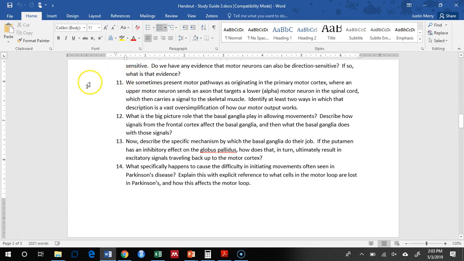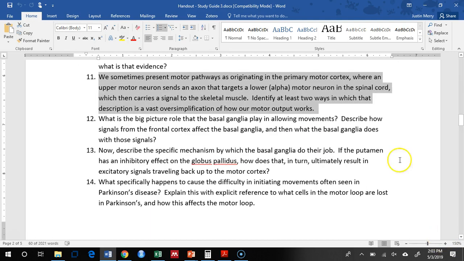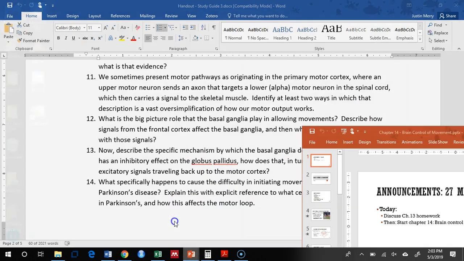Yeah. No, that's fine. I know it. I've been asked about this one several times. Yeah, so this question's definitely been bothering people. So we do sort of present as if there's like an upper motor neuron that sends a signal from the primary motor cortex down to the lower motor neuron, and that carries the skeletal muscle. And that's not really wrong per se, but there are maybe two major points that I'd point out where this isn't a complete story.